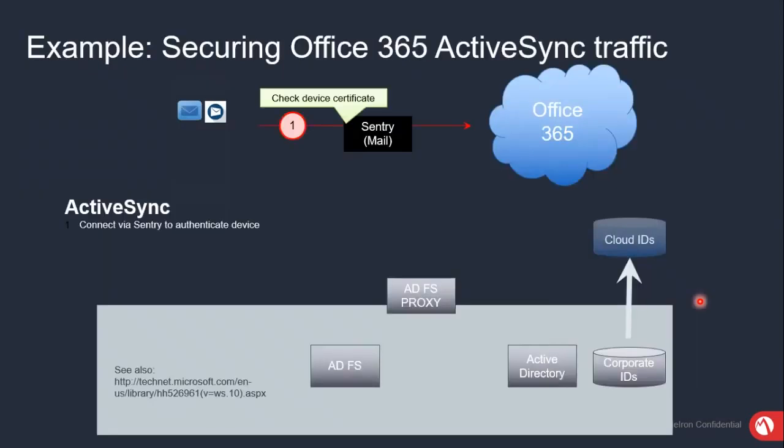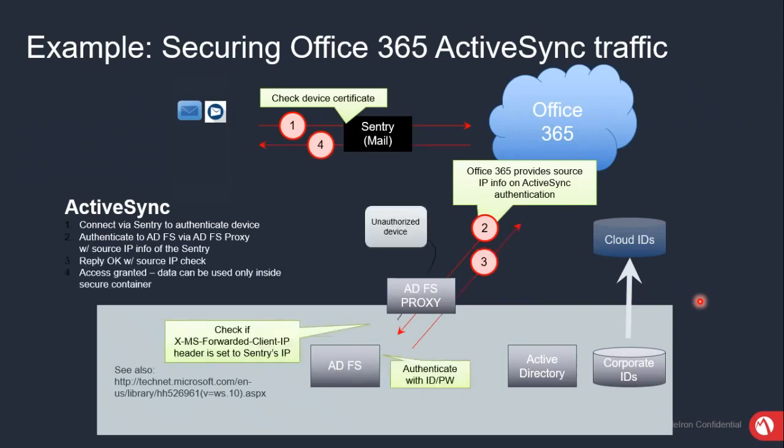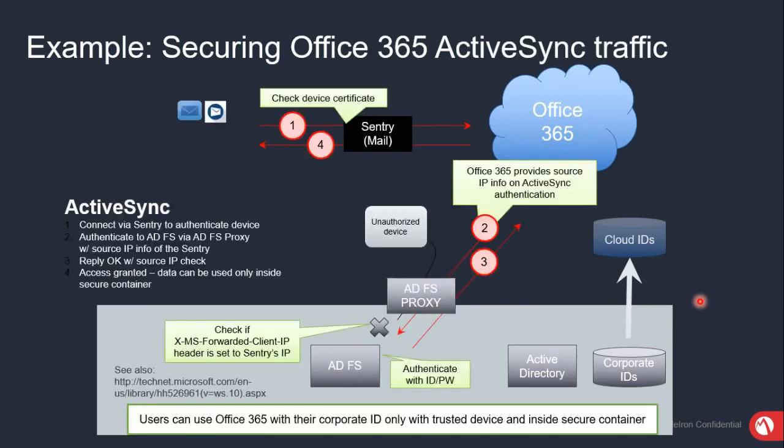And this is how the active sync traffic will work. Whenever a device tries to connect to Office 365, it will check for the device certificate. This is the device. It will check for the device certificate and reach the Sentry through an ADFS proxy, and it will get authenticated from the ADFS server. Then it will send confirmation saying it's okay to proceed. Then Office 365 will give the required access to the user. This is the flow of securing the active sync traffic.